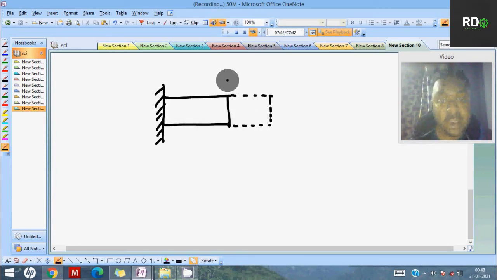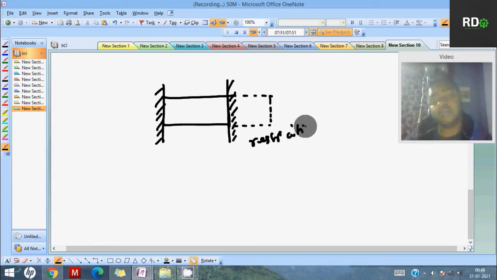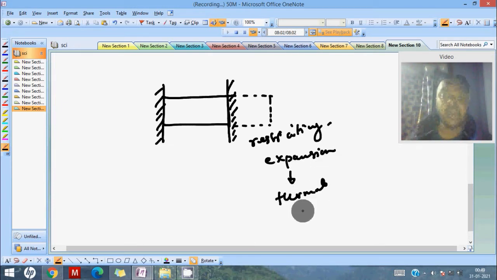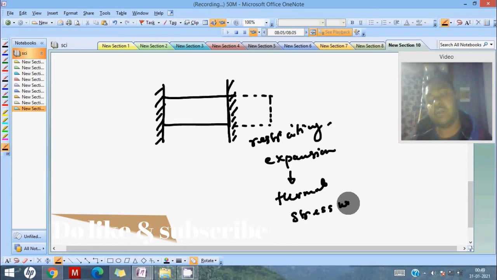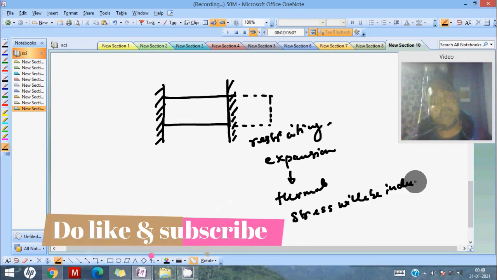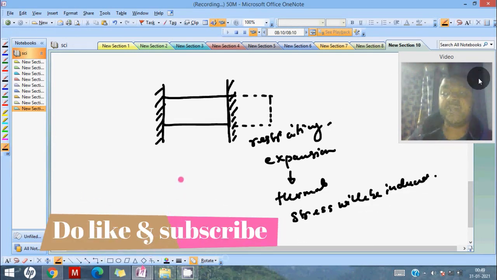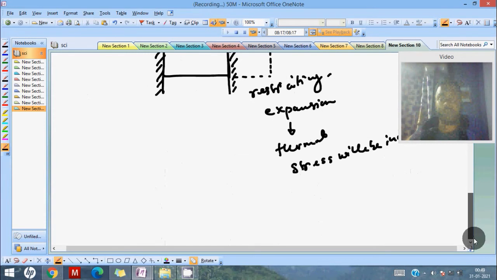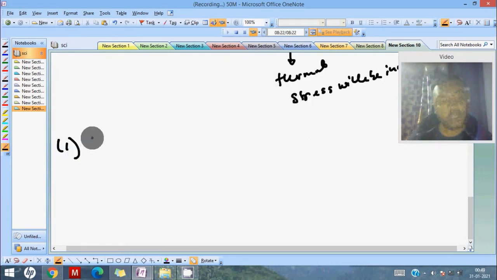If you give a support like this in here, you are restricting the expansion. Only in this case, because the change in length is happening due to the change of temperature, your thermal stress will be induced. Otherwise, it won't be induced. So in case of free expansion, actually there will be no thermal stress. Let's see why and how. Okay, first one, your free expansion.